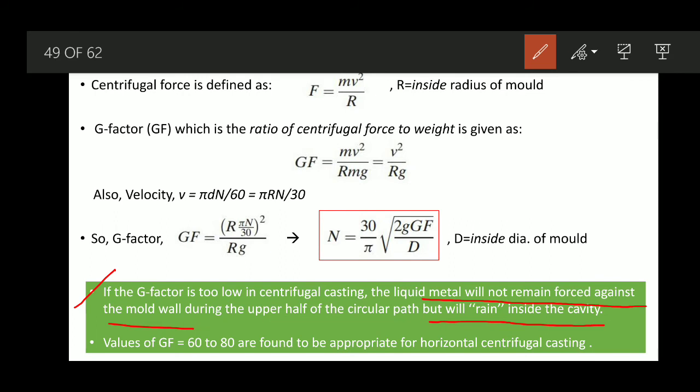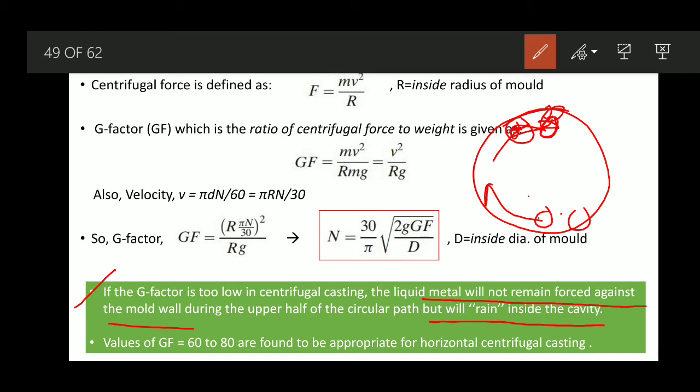but it will fall inside the cavity. It is something like, maybe all of you have already seen in circus, some sphere or ball kind of fence. Some bikers move like this, and here also they move safely. So there is a safe speed. I feel all of you have solved this kind of problem. So they can safely move like this. Similar is the case in centrifugal casting, somewhat similar.